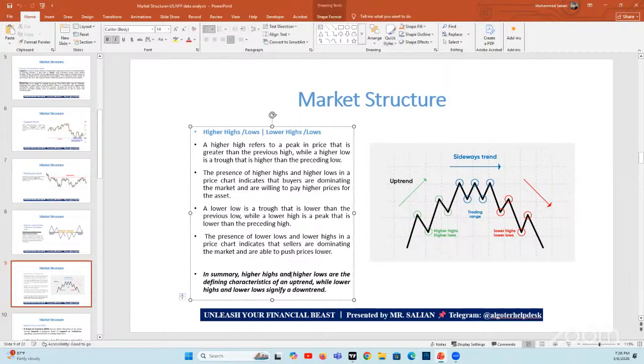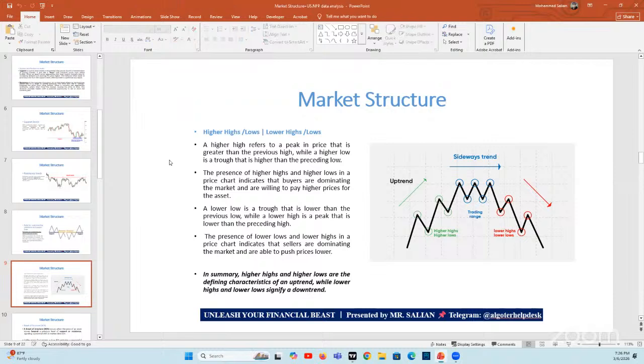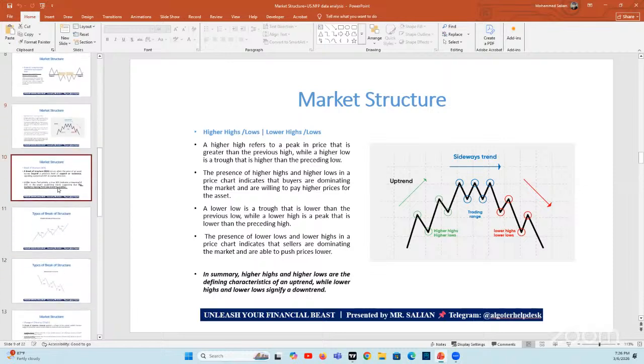So in summary, higher highs and higher lows are the defining characteristics of an uptrend, while lower highs and lower lows signify a downtrend. That's it. And sideways, as you can see, equal highs, equal lows. Very basic, my friend. This is the switch. When you see some sideways after an uptrend or a downtrend, so the sideways will be here, expect the reversal now.